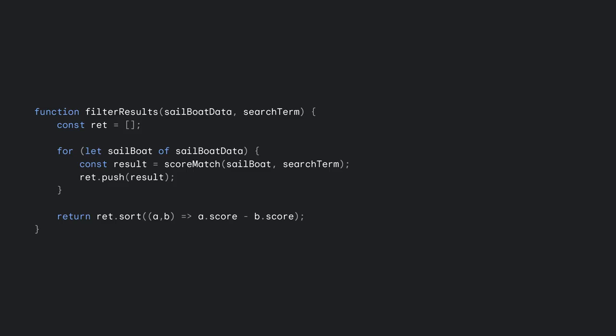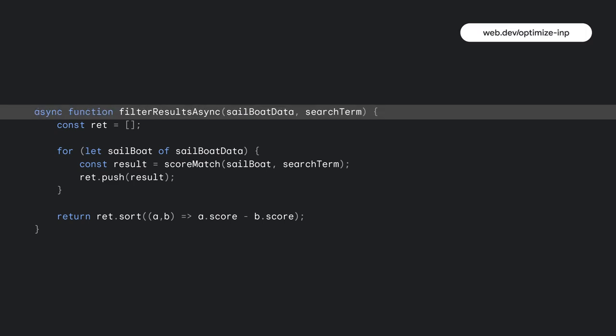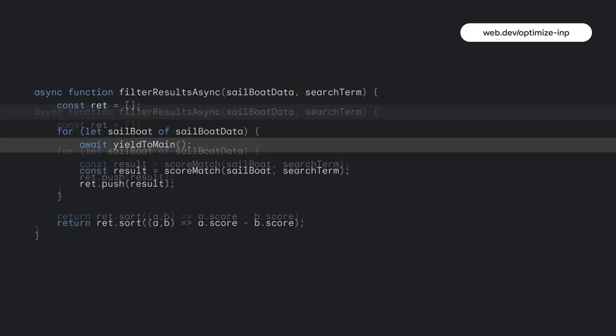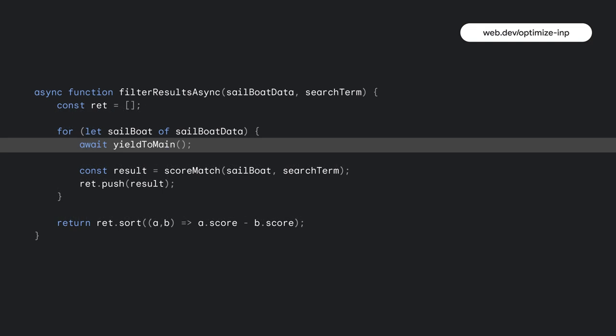First, let's change our filter results function to be async. We'll need to change our UI component when we do so, but these days, this is getting a lot easier to do. Now that it's async, we can follow a pattern. Let's periodically yield to main using scheduler.yield API or a polyfill like I have here.